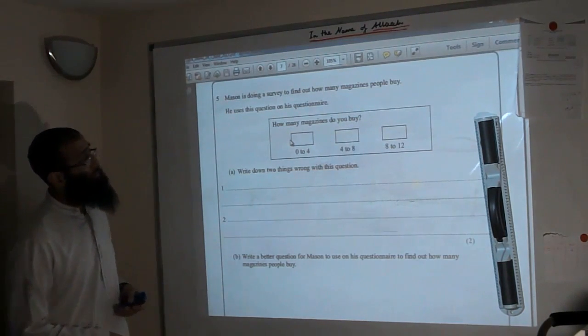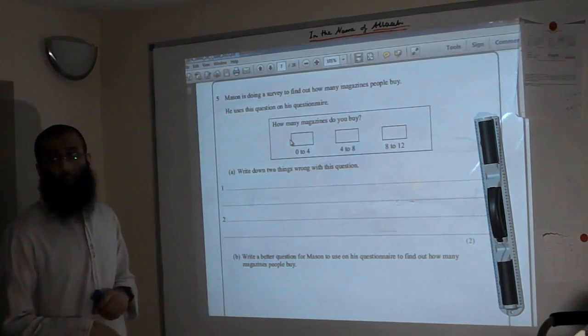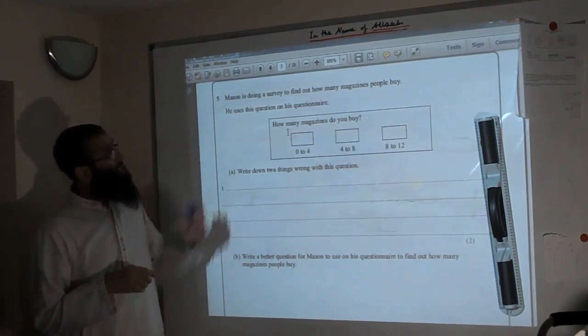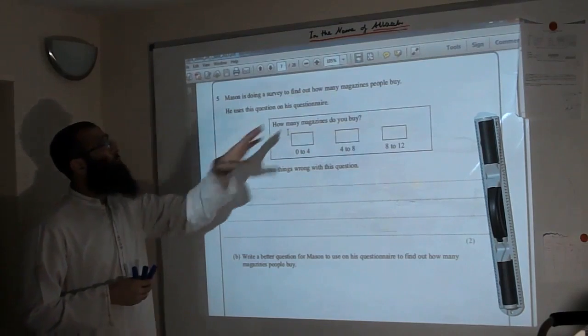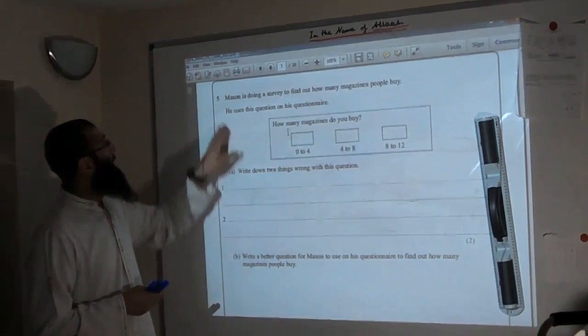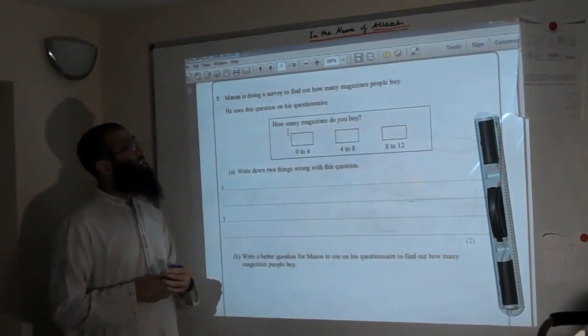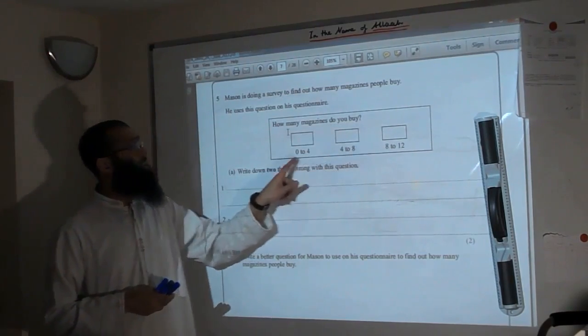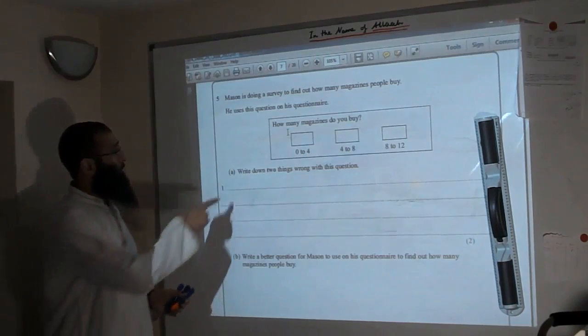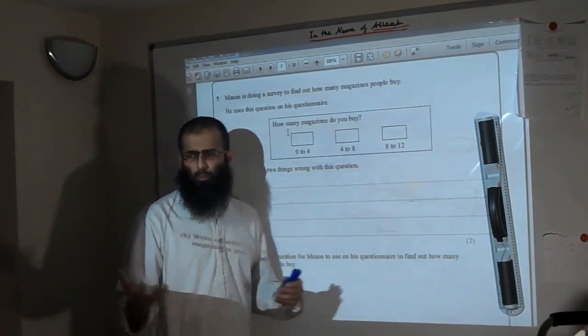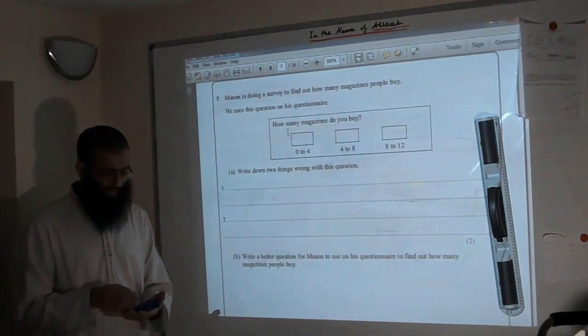Okay, right. Question number 5 is a questionnaire style question. Mason is doing a survey to find out how many magazines people buy. He uses this question on his questionnaire. How many magazines do you buy? 0 to 4, 4 to 8, 8 to 12. Right. Write down 2 things wrong with this. There's possibly more than 2 things, but we can write down at least 2 things.